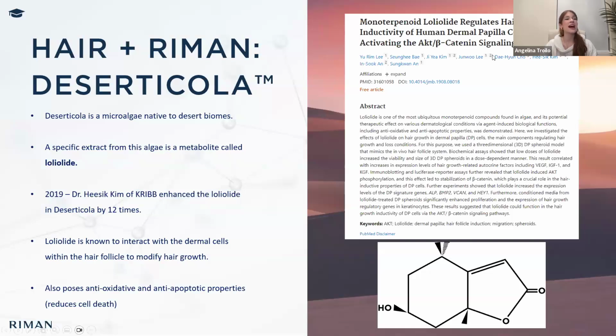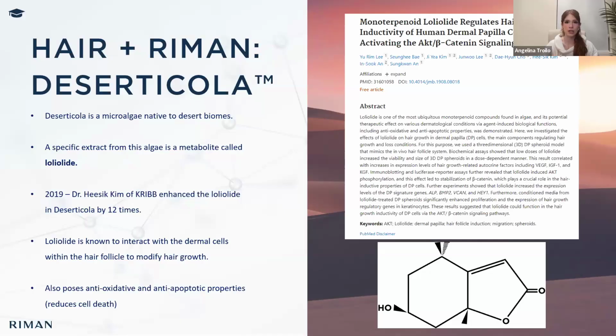As you see here, I actually attached a research paper finding that loleolide, this metabolite, can regulate hair follicle inductivity by essentially creating a beneficial platform for hair growth. In simpler terms, this loleolide helps create a healthy hair follicle, which in turn creates healthy hair growth. Once this was discovered in 2019, we began to collaborate with Dr. Hee-sik Kim of the Korean Research Institute of Bioscience and Biotechnology to see how we could harness this for an exclusive ingredient for RIMAN's use.